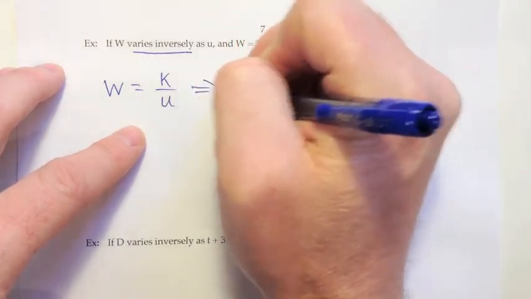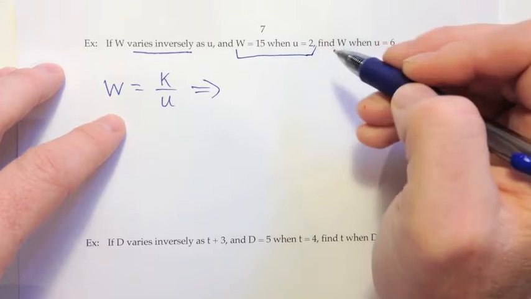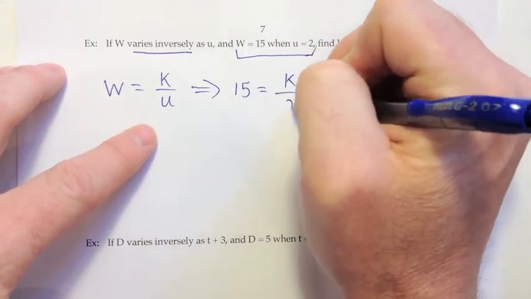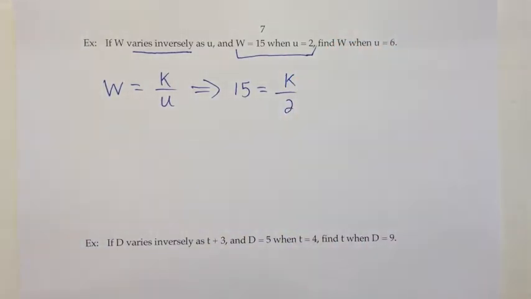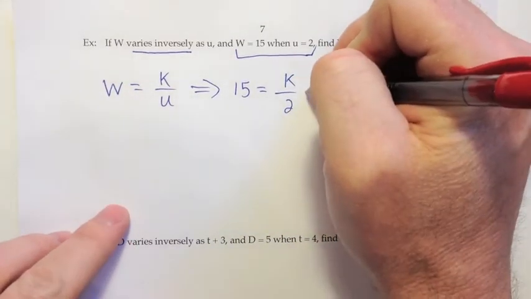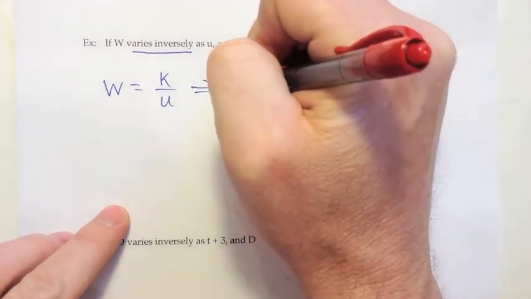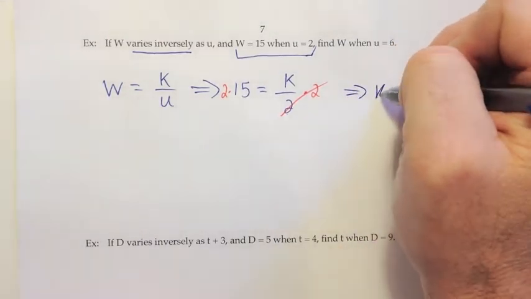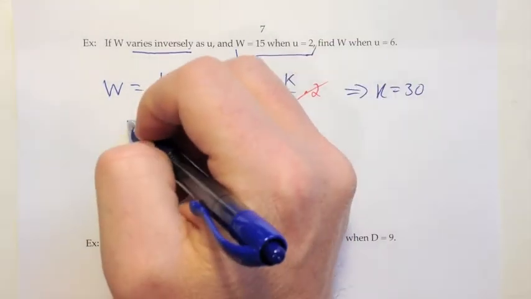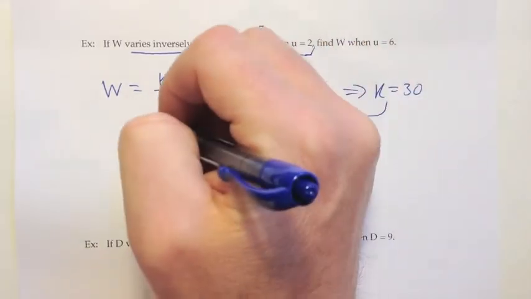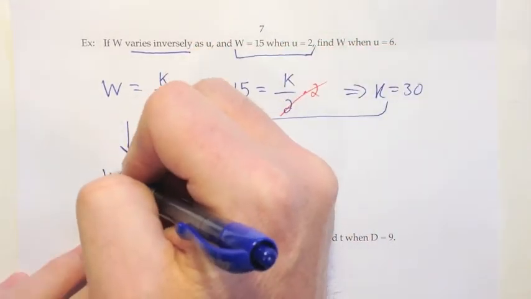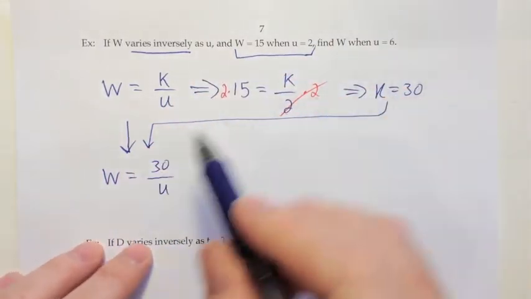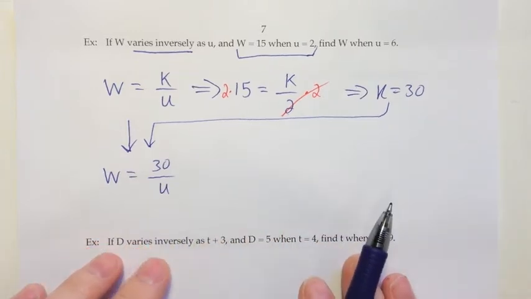And then we want to try and figure out k, and they gave us a couple values that'll help us do that. So we substitute in the 15 for the w, and the 2 for the u, and then we want to try and solve for k. We want to get rid of this 2. Currently that's dividing into k, so we do the opposite, which is multiplication. That cancels off the 2's, and we get k equals 30. And then, like we did in the previous ones, once you've figured out k, you use that to write your new equation. So w is equal to 30 over u. And then that was the end of our last problem because they just asked us to find the equation.